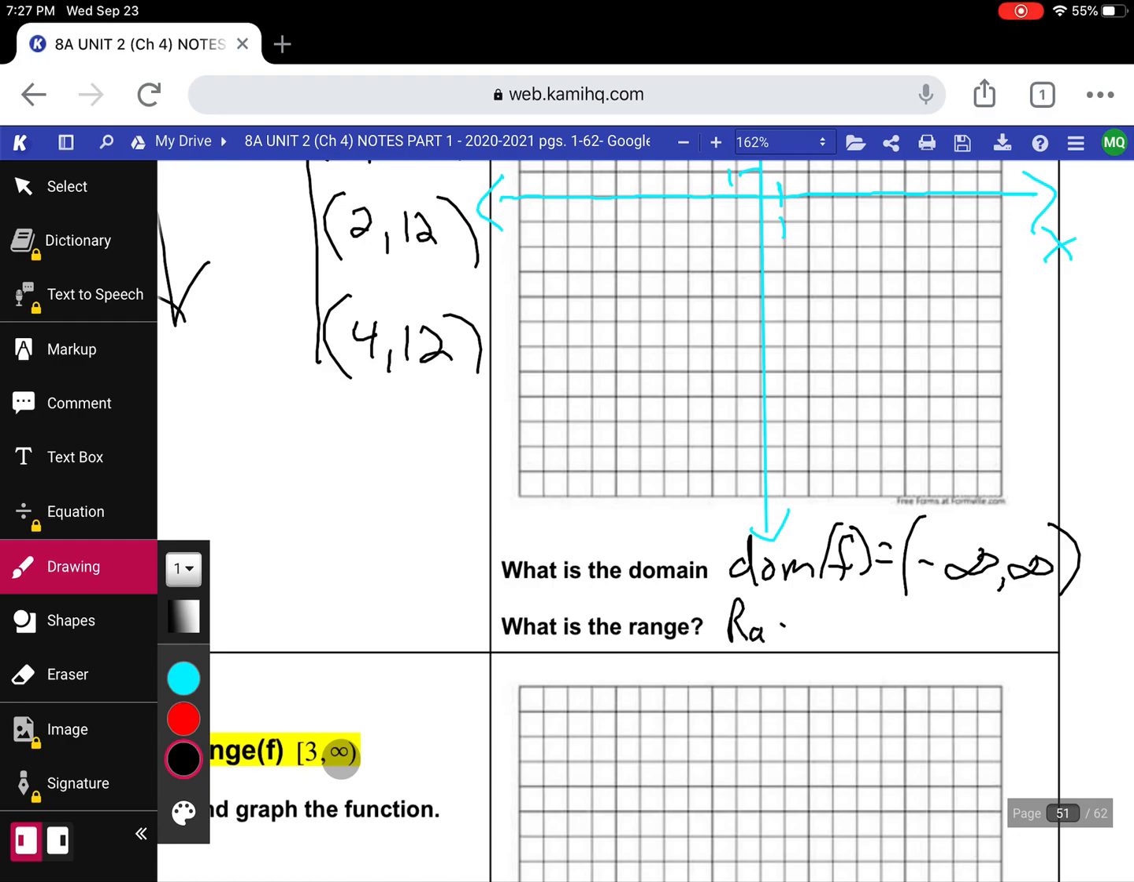Your range is what gets tricky when you have these horizontal lines. Range of f. I hope you recognize that it's just one spot, right? It's one point. No matter what your x is, your y is always, always, always 12. So you're going to use brackets. You're just going to have one number for the range, okay? That is it. That's plenty.